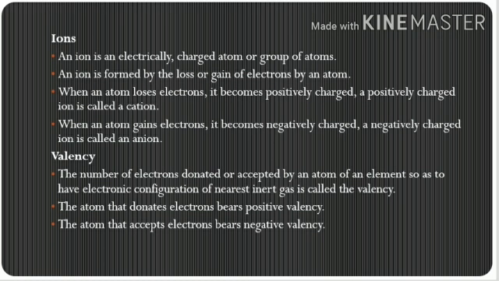Isotopes. Atoms of an element that have the same atomic number but different mass numbers are called isotopes. For example, hydrogen has 3 isotopes, carbon has 3 isotopes, and chlorine has 2 isotopes.